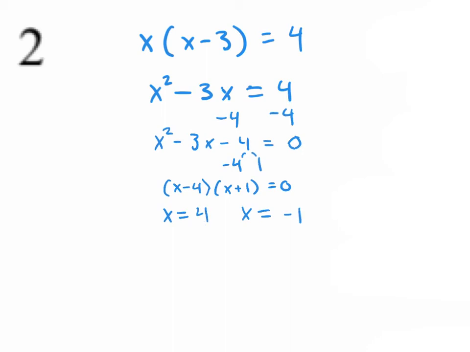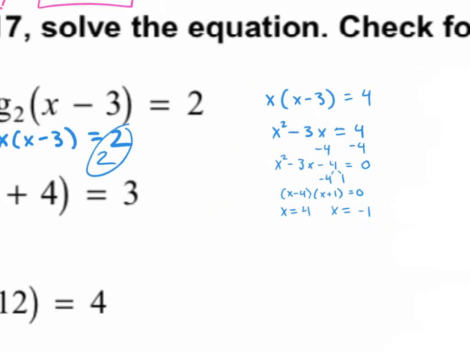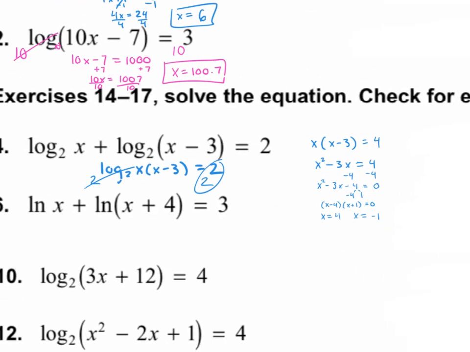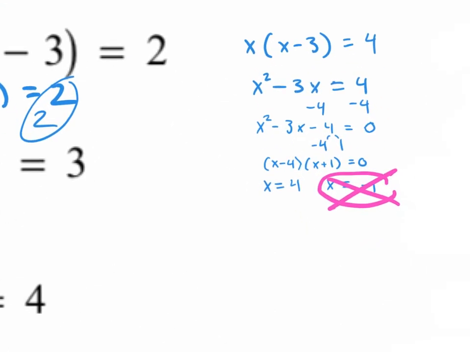We have to plug them in to check. If we plug in 4, 4 works because both of them would be positive. But if we plug in negative 1, we would be taking the log of a negative number, and you can't take the log of a negative number. So negative 1 does not work, so our answer is just 4. Any questions here?